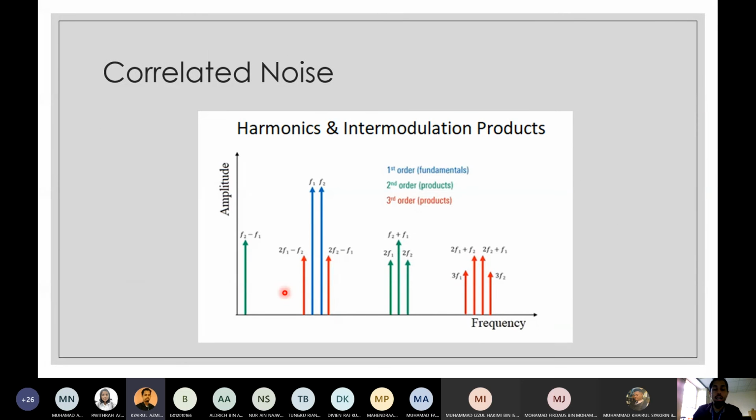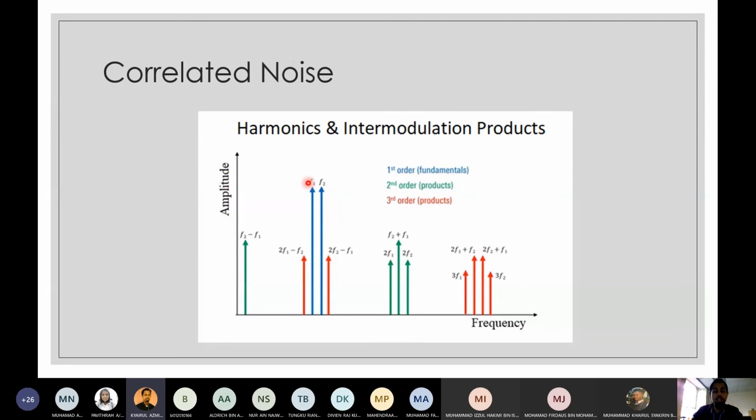So here are the examples of intermodulation. Intermodulation means the signal has some modulation. The modulation of one signal affects the modulation of the other signal, and it forms other types of signals that are not intended for the circuit.